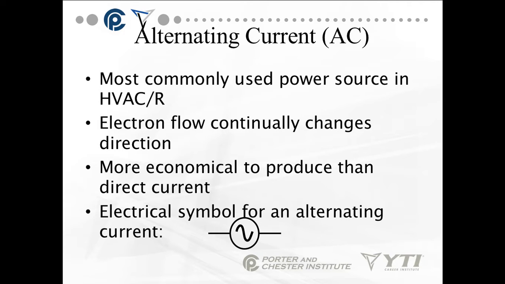Alternating current is our most commonly used power source in HVAC. Electron flow continuously changes direction. In other words, there is not a single true positive and not a single true negative. It's more economical to produce and deliver than direct current. And the electrical symbol for alternating current is the circle with the sine wave, or squiggly line, inside of it.